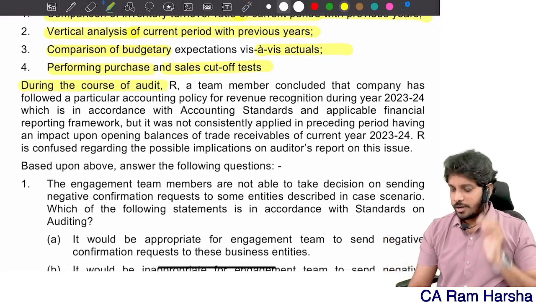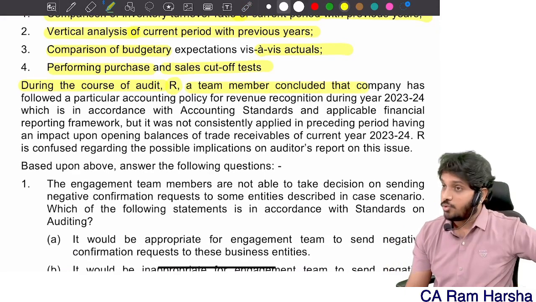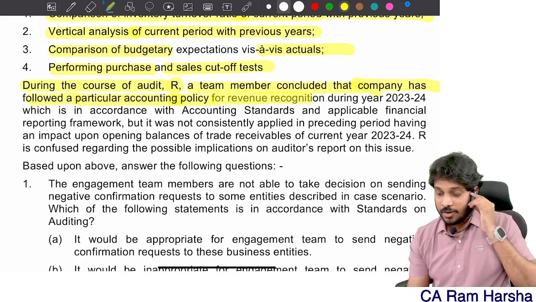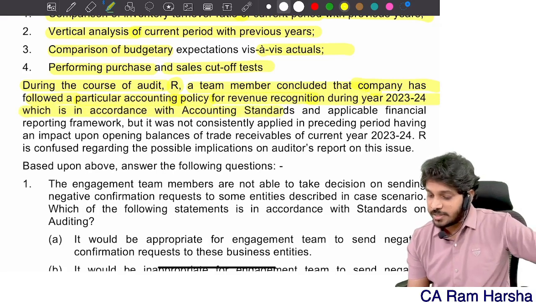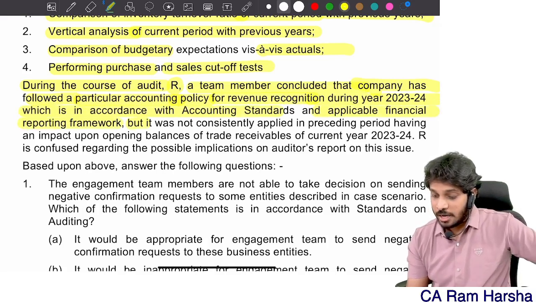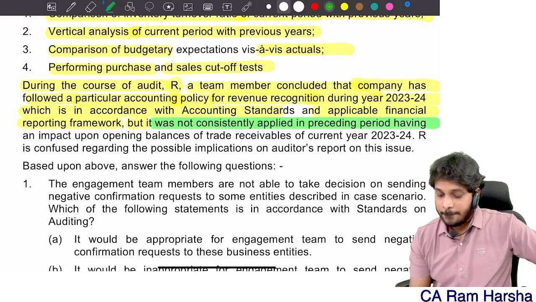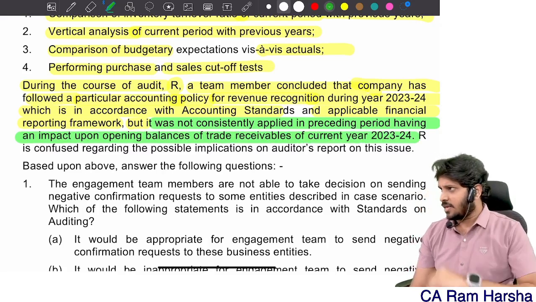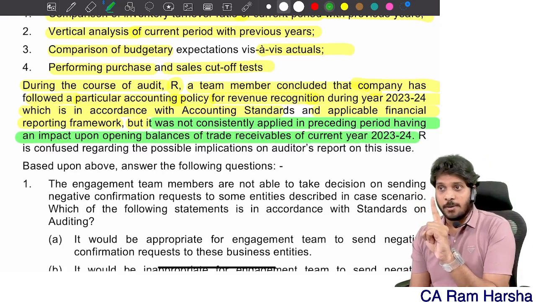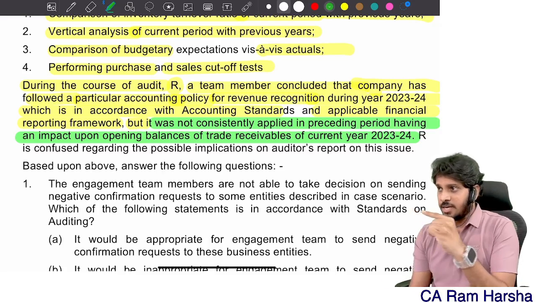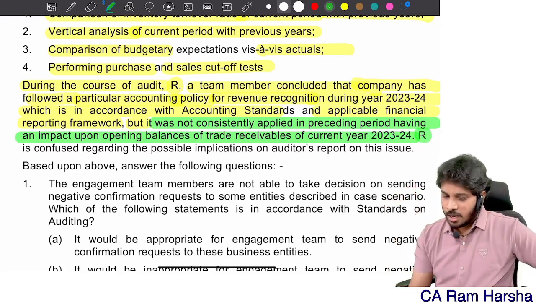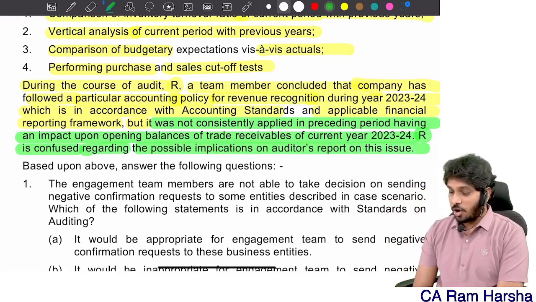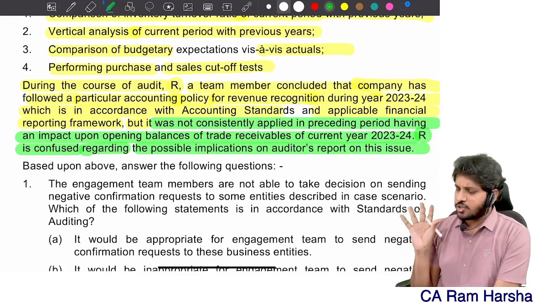Fine. During the course of audit, a team member concluded that the company has followed a particular accounting policy for revenue recognition during the year, which is in accordance with the accounting standard and applicable framework, but it was not consistently applied in the preceding year, having an impact on the opening balance of trade receivables of the current period. Accounting policy is not consistently followed. Last year it was followed differently, this year it was different, so it has an effect on opening balances. R is confused regarding the possible implications on the audit report on this issue. So he is confused. What are the possible implications?